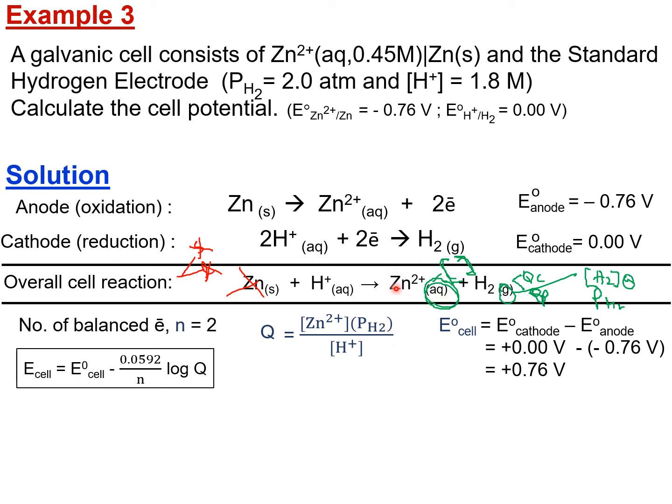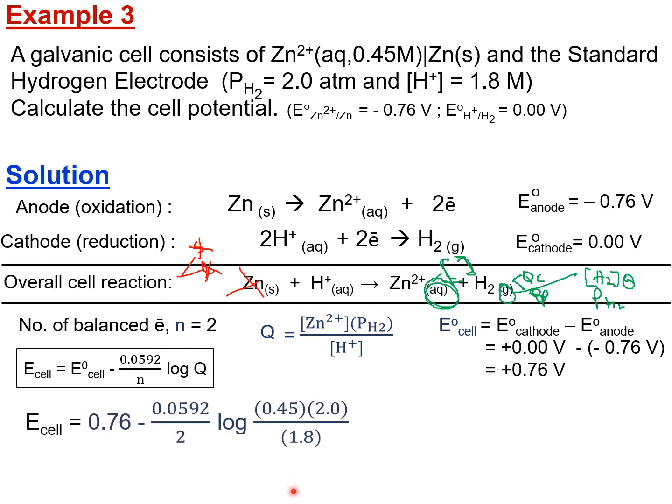Okay, how about zinc 2 plus? Zinc 2 plus, dia bagi concentration and dia pun dah bagi info on the concentration, so tak ada masalah. And then bahagikan dengan apa yang ada kat reactant ialah H plus. H plus pun dia ada info kat sini, concentration of H plus which is 1.8 molar, so you masukkan saja H plus di bawah ni.